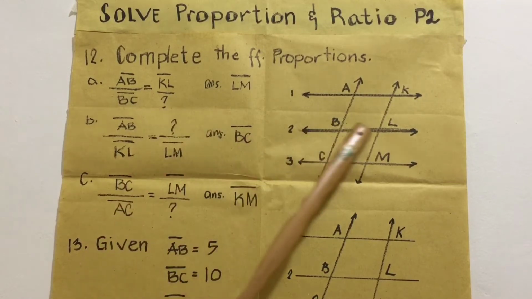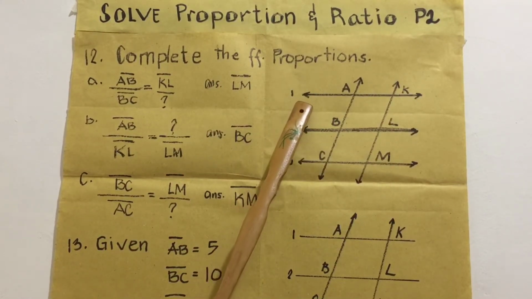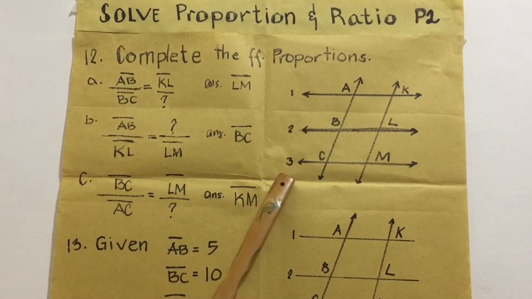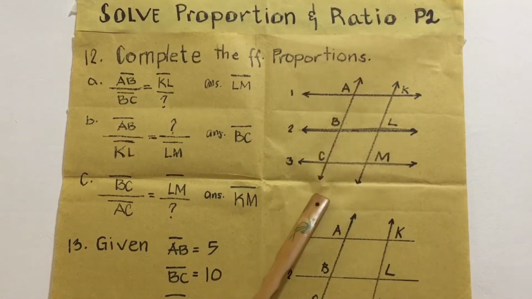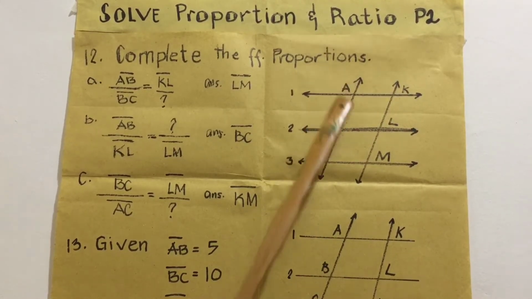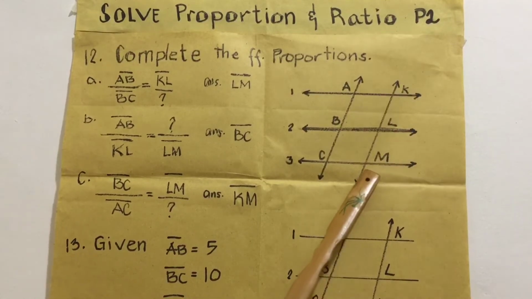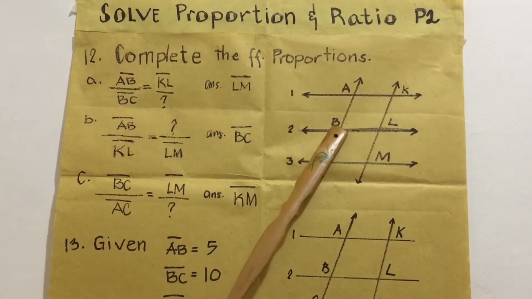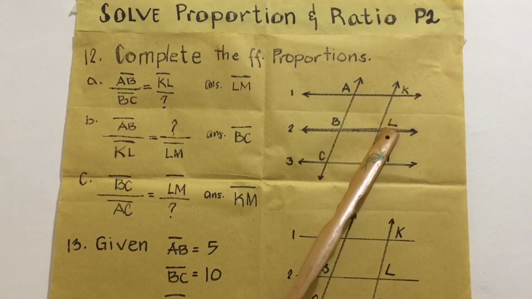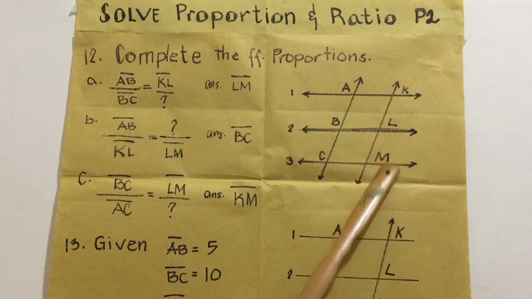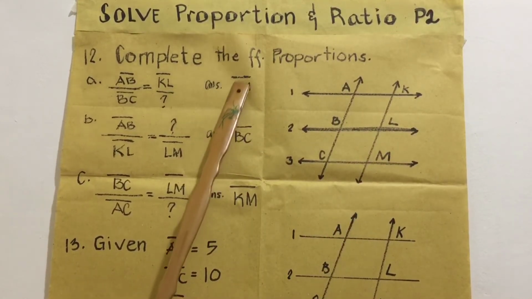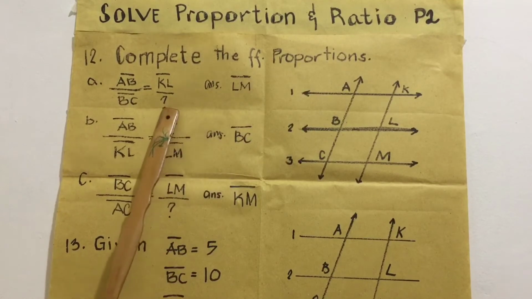So we have the guide here, the first line, the second line, the third line. All of this are called the parallel lines, and we have the transversal line, and we have A, B, C, K, L, M. The given is segment AB over BC, then segment KL over LM. So the missing is segment LM. That's why our answer is segment LM for this question.